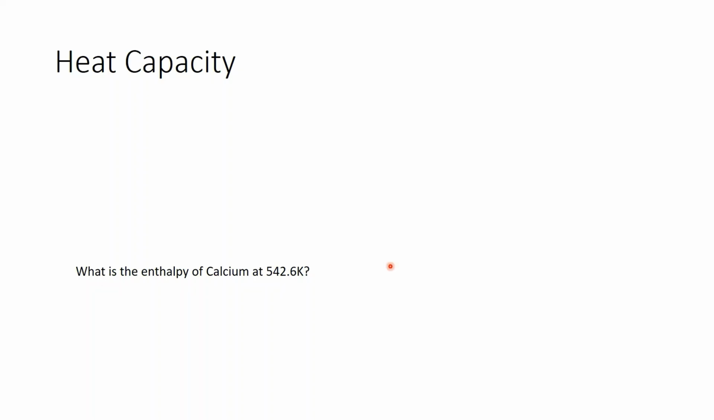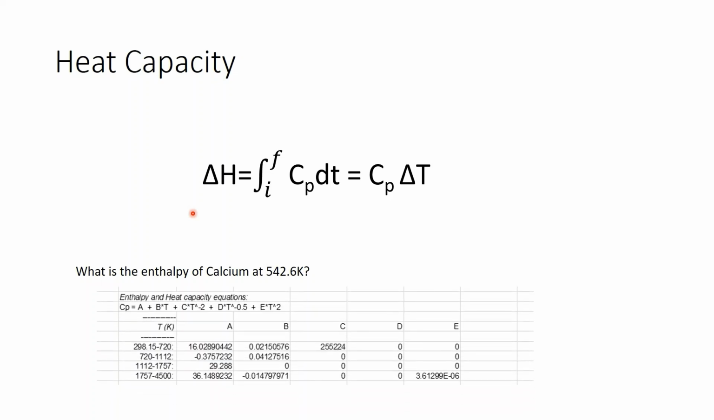All right, so I kind of messed up this slide, but that's okay because I'm just giving you a spoiler of the problem we're going to work out next. But heat capacity: enthalpy is really just the integral of constant pressure heat capacity, Cp dT. We're going to use the heat capacity equation on our calcium table to calculate what the enthalpy of calcium is at 542.6 Kelvin.